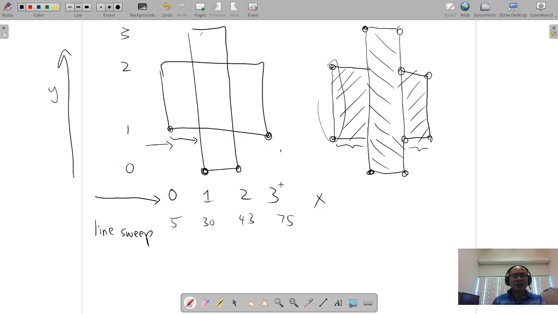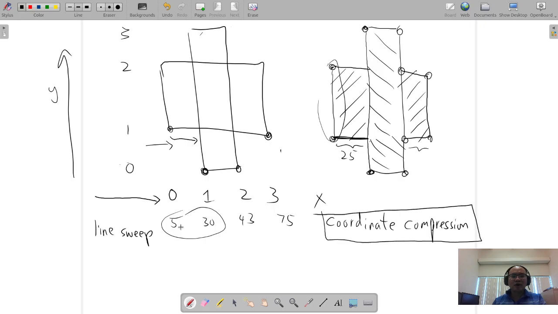The areas, of course, are going to be wrong. But when we actually sum this up, we will then look up and say, well, this is 0 and 1, but actually it's 25, and so on. And then we can do the calculations correctly. So this technique of taking only all the important coordinates and pretending that it's 0, 1, 2, 3, and then translate it, it's a technique called coordinate compression.